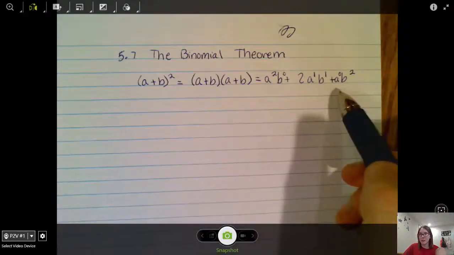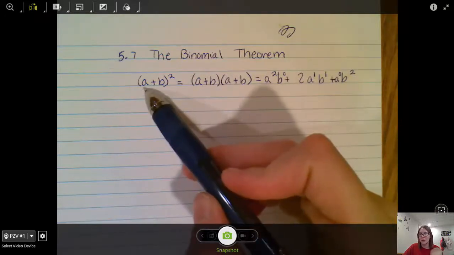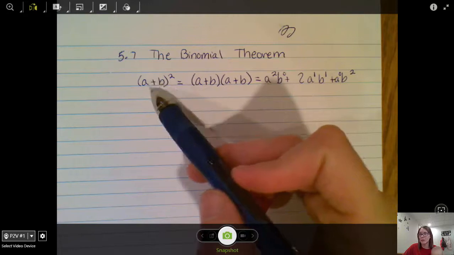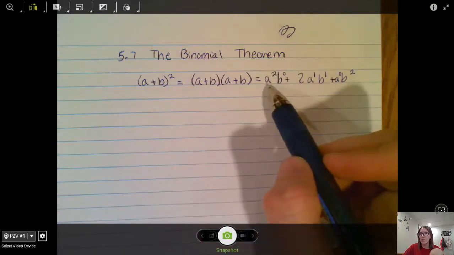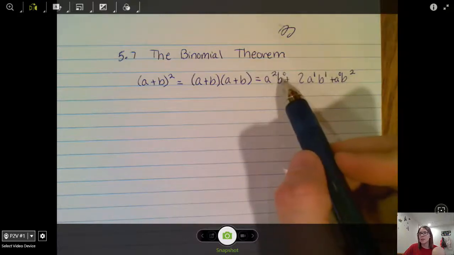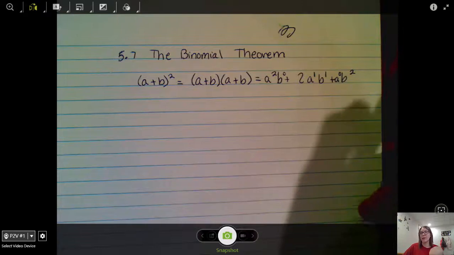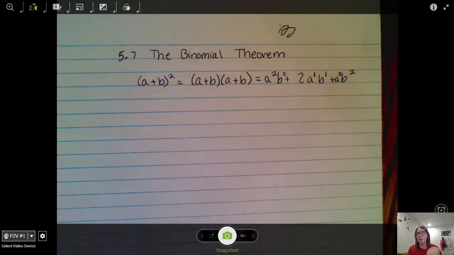Each next term, our first part in our binomial, remember binomial means we have two terms, so a plus b is a binomial, the first part of our binomial loses a power, and the second part of our binomial gains a power. Okay, now this is going to be something that's really helpful as we go through today and the binomial theorem.